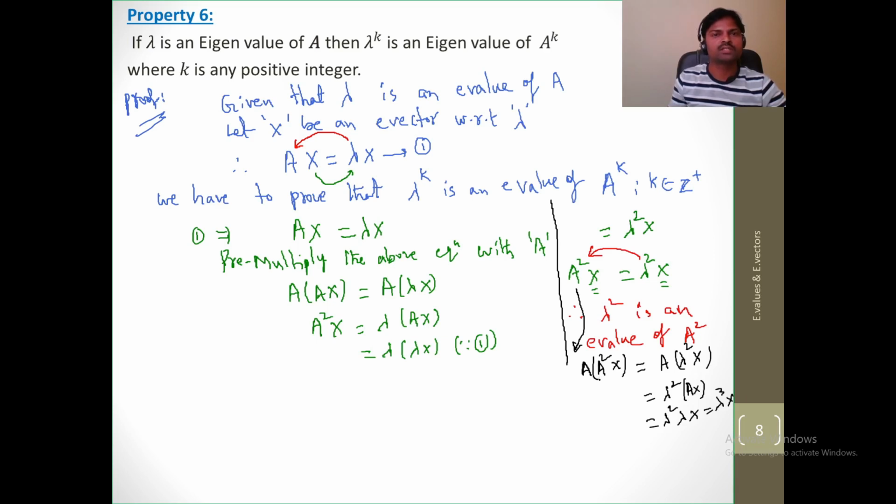So in this process I can say that by continuous repetition of this, at the end we get lambda power k is an eigenvalue of A power k. So this is a simple proof.